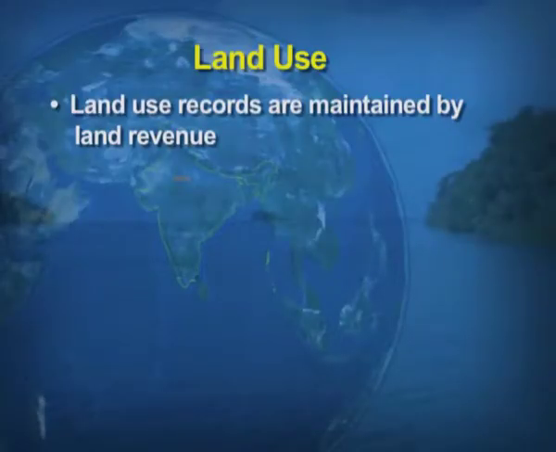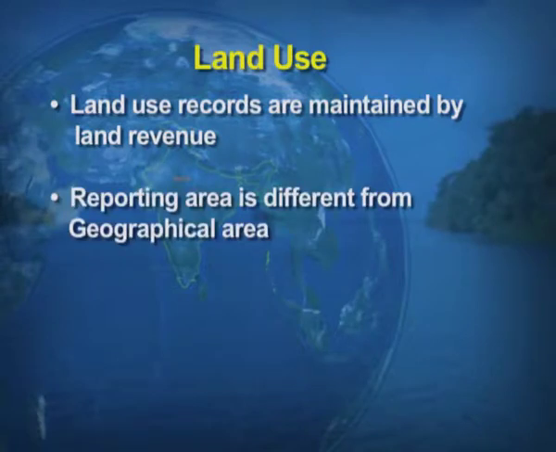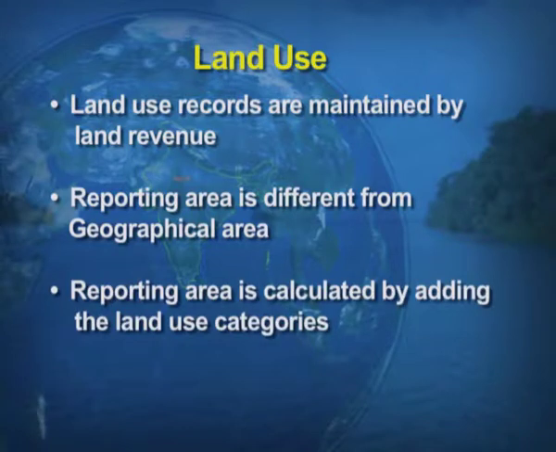Now, the land use records are maintained by land revenue. Reporting area is different from geographical area. So now we must understand what the difference is between the reporting area and the geographical area. Dear students, reporting area is calculated by adding the land use categories, and the geographical area is measured by the Survey of India. Now, what are the different land use categories?